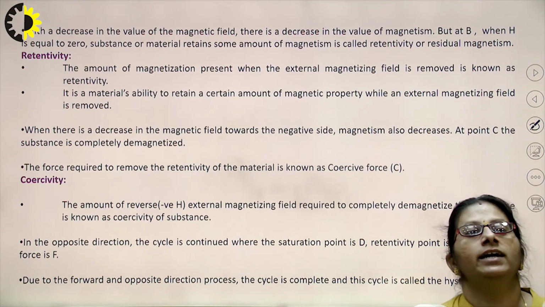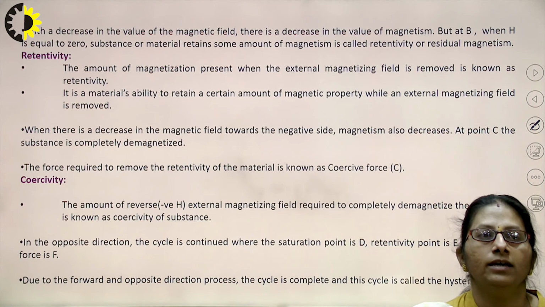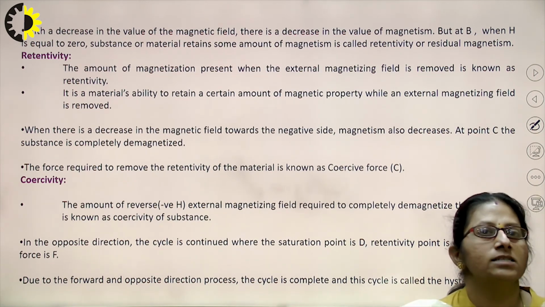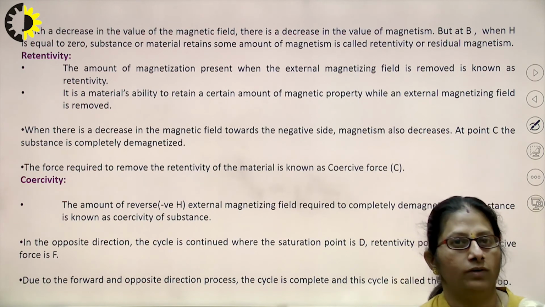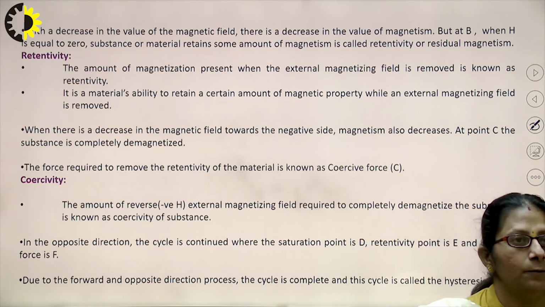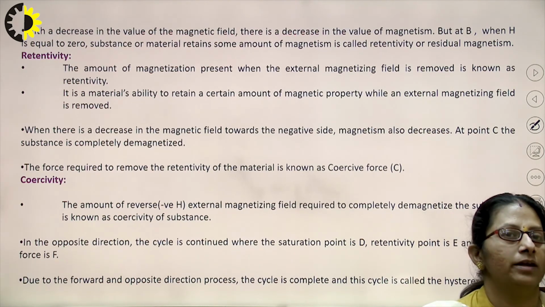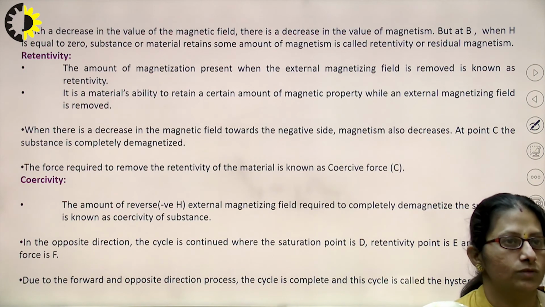So, if I define what retentivity is, it is the amount of magnetization present when the external magnetic field is removed. This is known as retentivity. It is the material's ability to retain a certain amount of magnetic property while the external magnetizing field is removed.